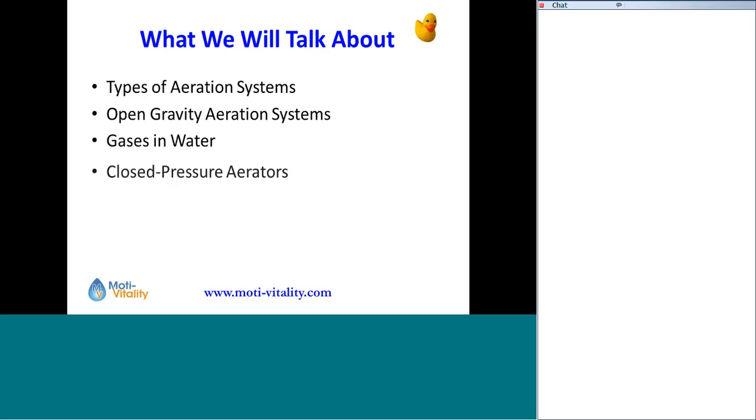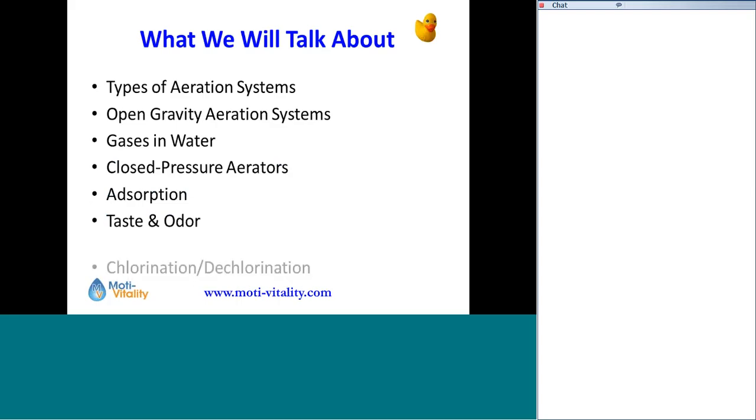We're going to talk about, so there's the closed pressure aerators. Yeah, there they are right there on the list. Adsorption and some about taste and odor. We're going to talk some about carbon, chlorination and dechlorination.